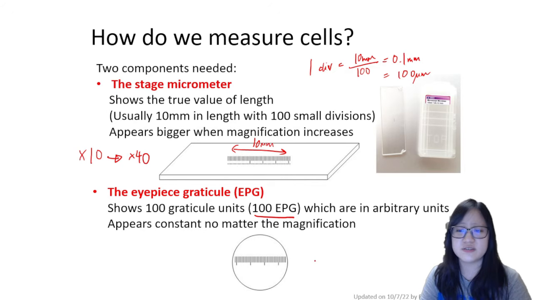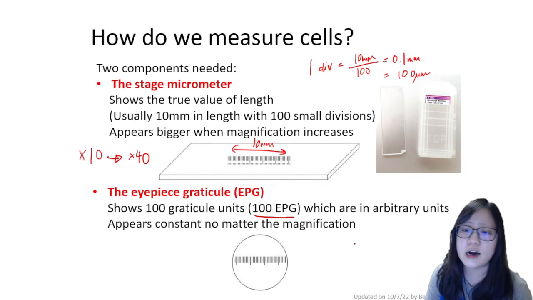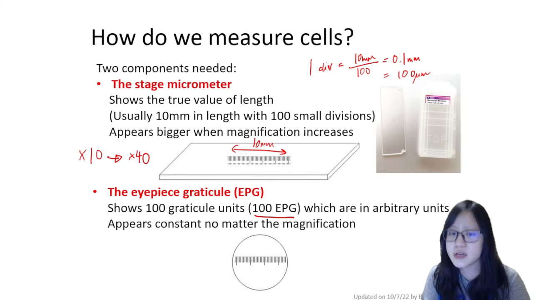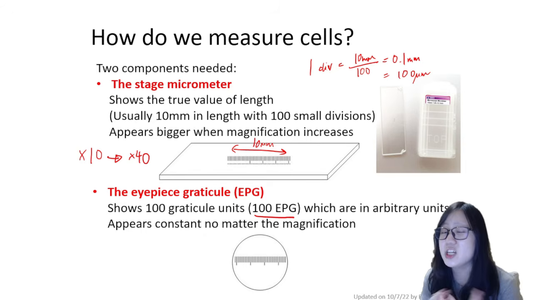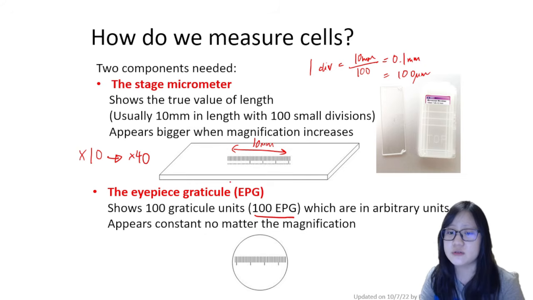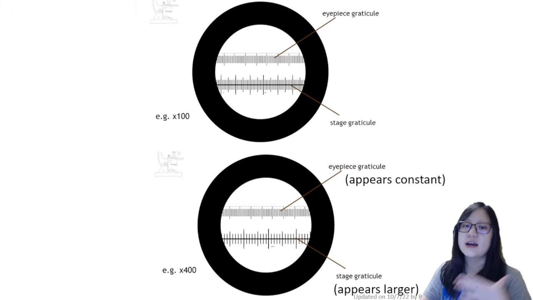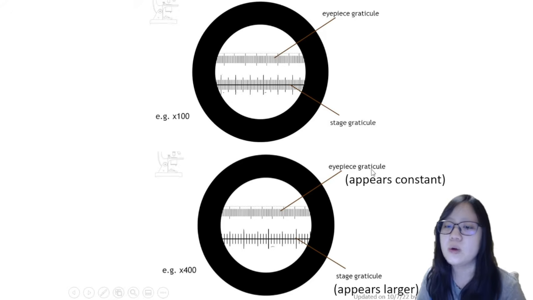These 100 divisions on the eyepiece reticule are arbitrary. It doesn't have a true value. The mm and micrometer is just a means of measuring it later. So if you want to use the eyepiece reticule to measure stuff, we will need to calibrate it. This is kind of an example of how it may look.